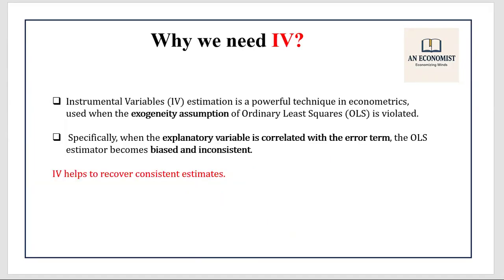Now let's get started. So first point, as I've told you, why do we need IV? Why do we need instrumental variables in the first place? The main issue that we will face here is the problem of endogeneity. The problem of endogeneity is very important for you to understand. Instrumental variable estimation is a powerful technique in econometrics used when the exogeneity assumption of ordinary least squares is violated.